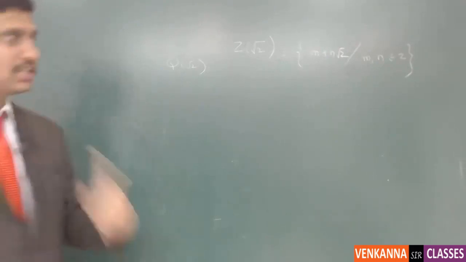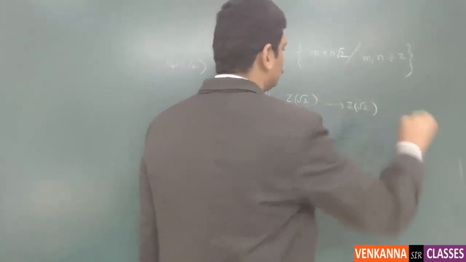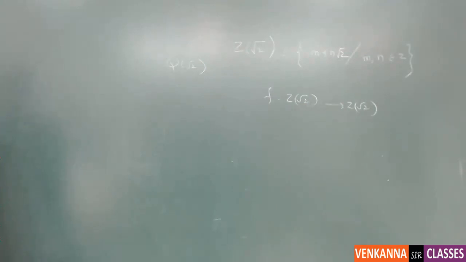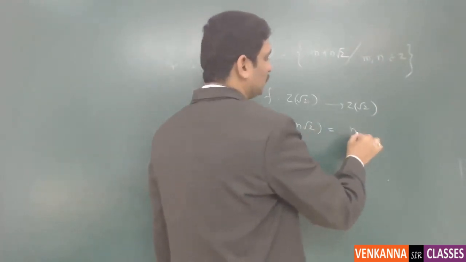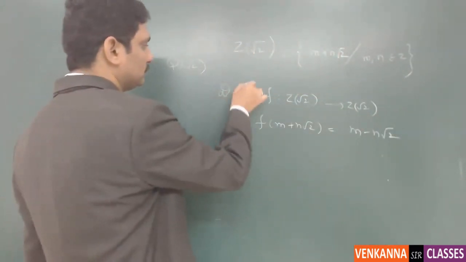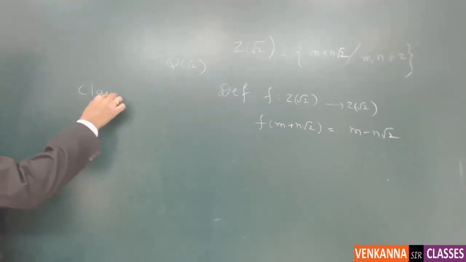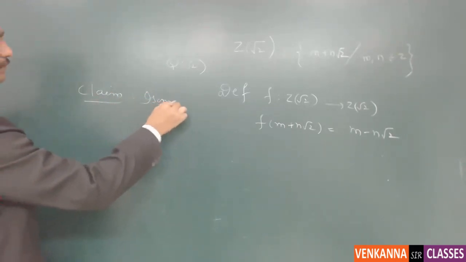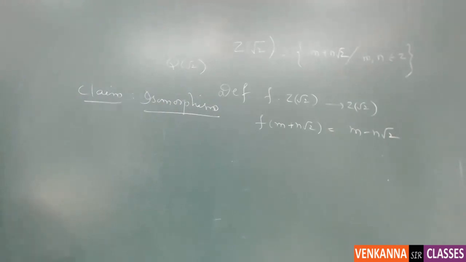So I want to define a function from Z of root 2 to Z of root 2, on the same set. So how am I defining the function? F of m plus n root 2 is equal to m minus n root 2. This is the way I have defined it. So here my intention is, is it an isomorphism or not? The function I have defined, is it an isomorphism or not? That is my intention to check. So please take a note of the question, then we discuss the approach.